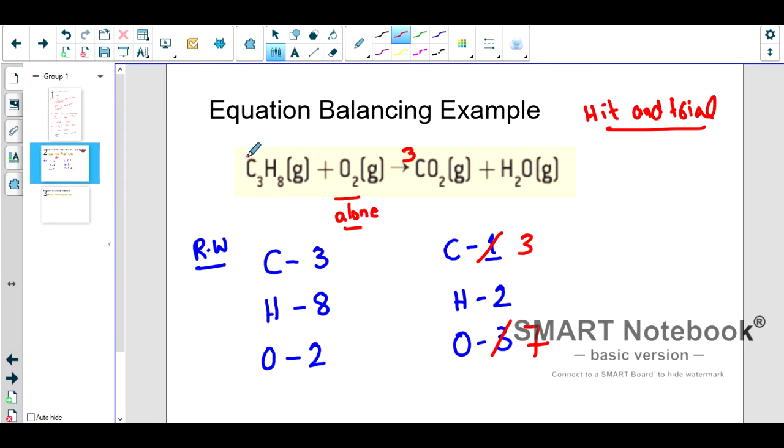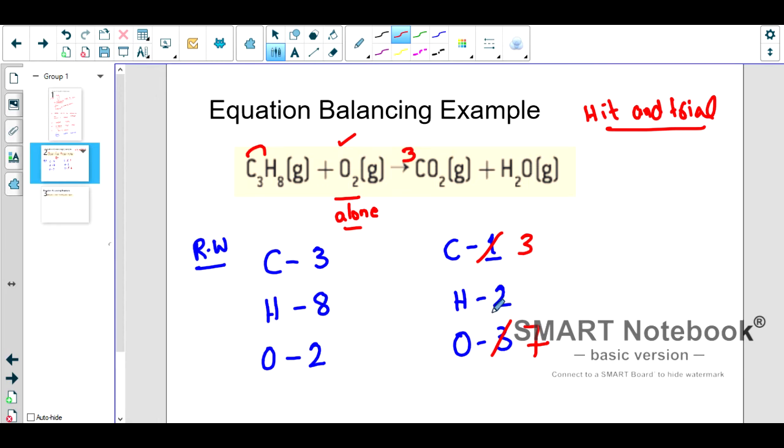Here the carbon is attached with hydrogen, so if you change carbon, hydrogen will be changed also. Here when we change carbon, oxygen is changed also. So what benefit can we get when something is alone? We can balance it at the end, because we can put any number here to balance it. See, now we have 8 hydrogens, and here we have 2 hydrogens.